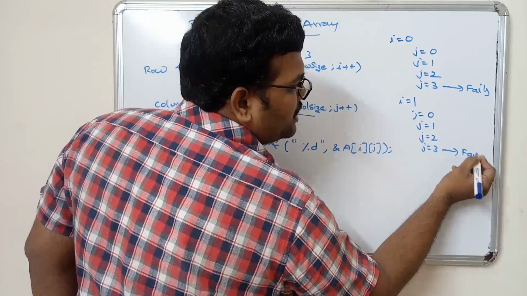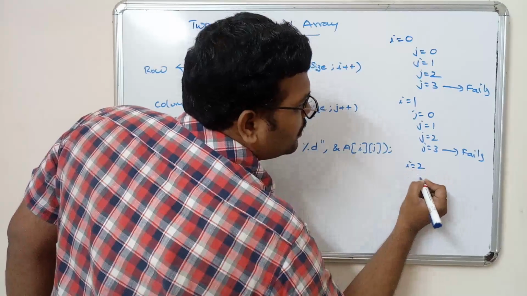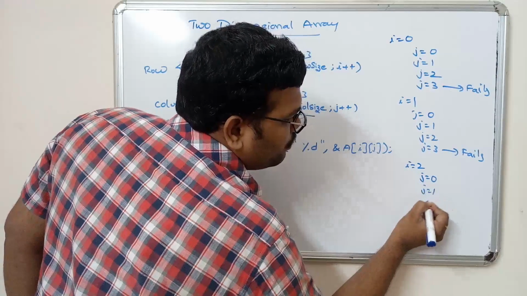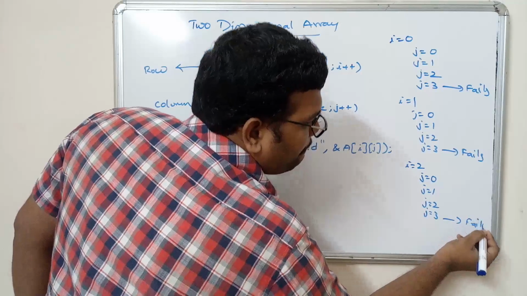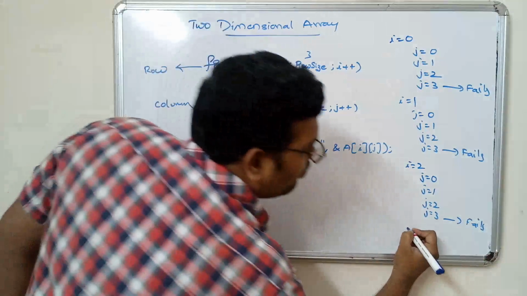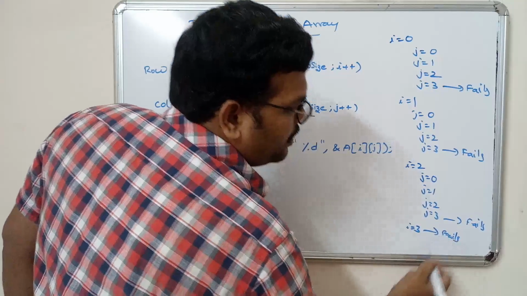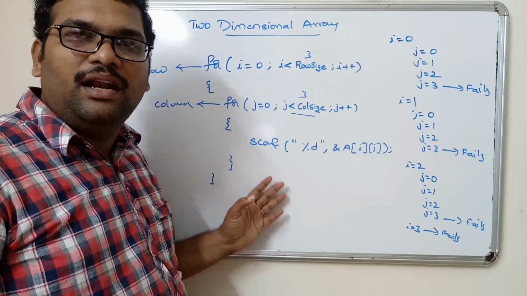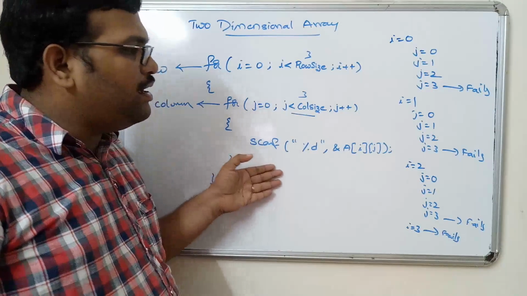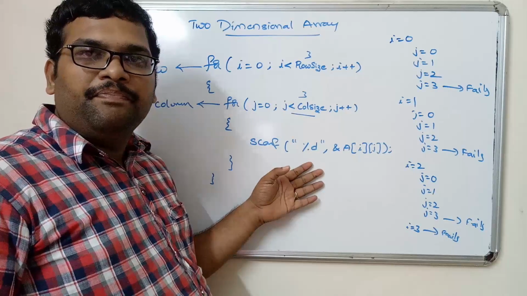and 3 again fails. Again the control comes out from the loop, i is equal to 2, j is equal to 0, 1, 2, and 3 again fails. The control comes out from the loop, now i is equal to 3, it also fails. So it stops reading the values into the two-dimensional array. In this way we can read all the elements of a two-dimensional array.